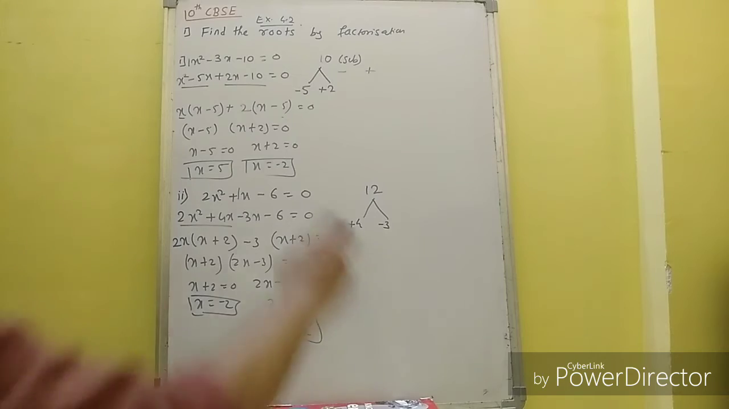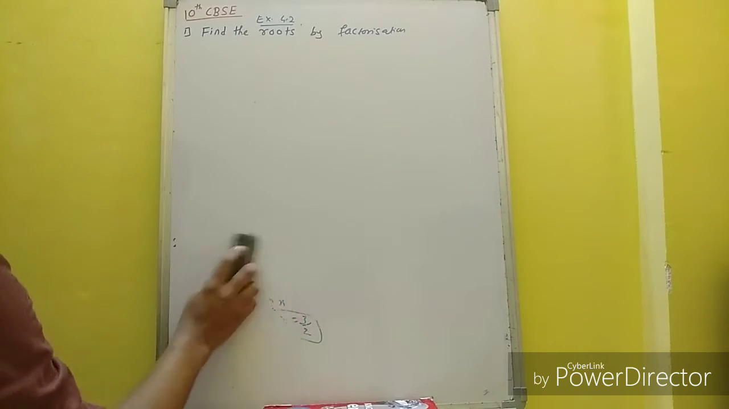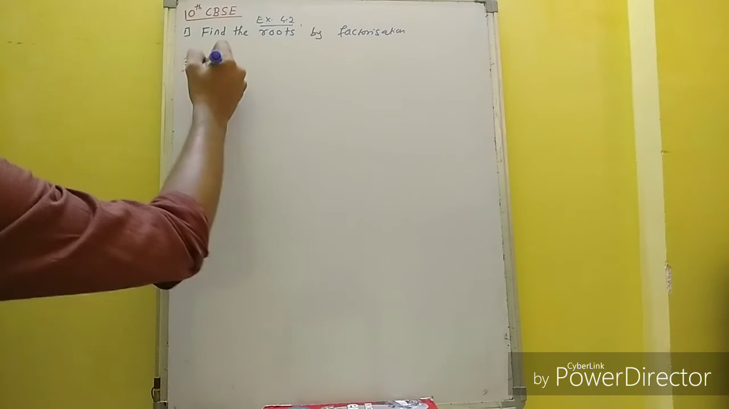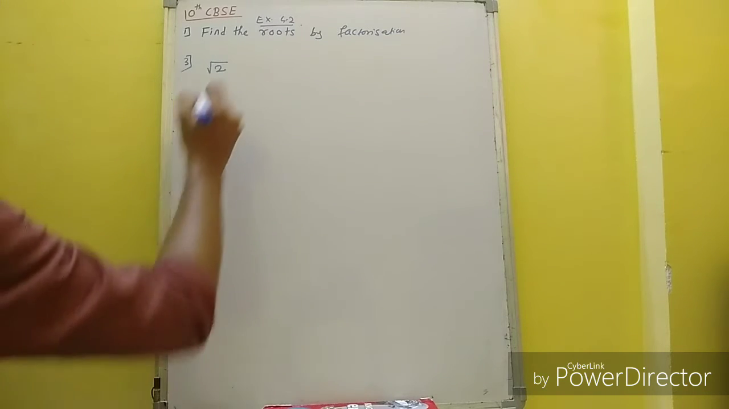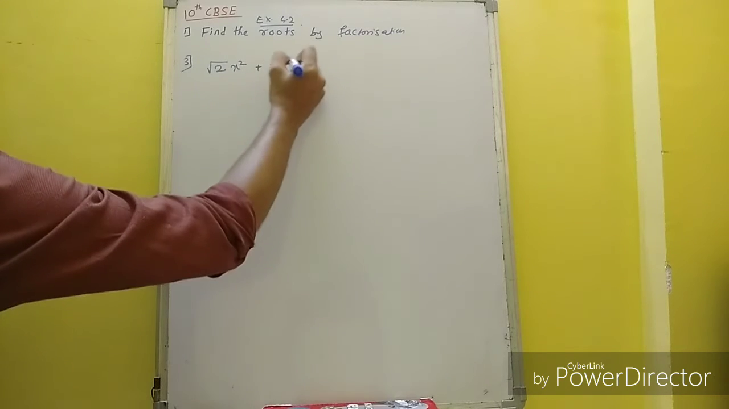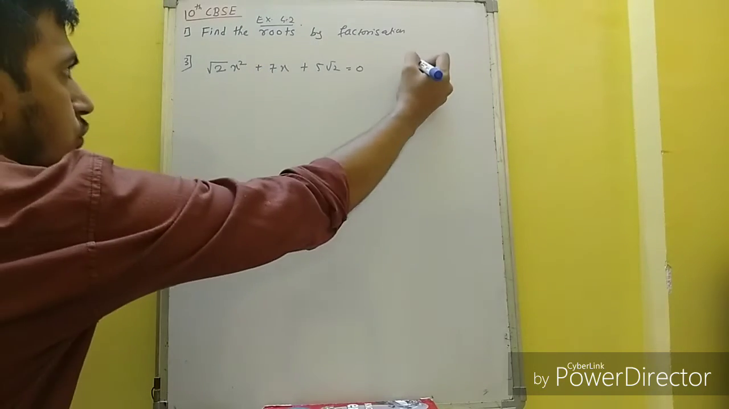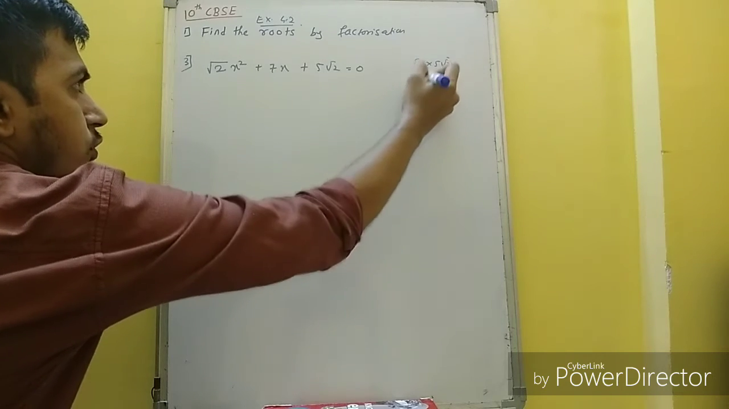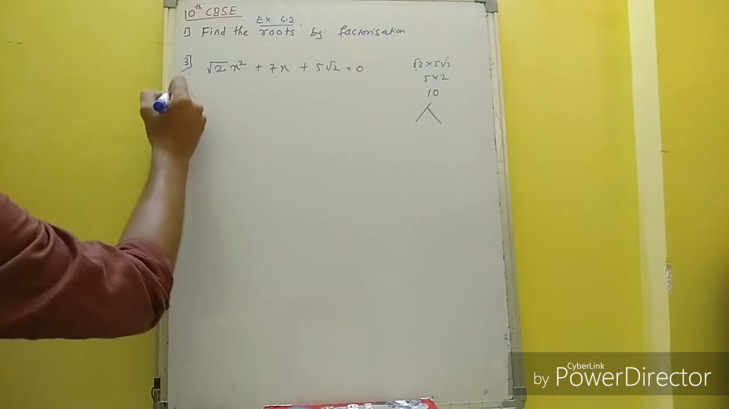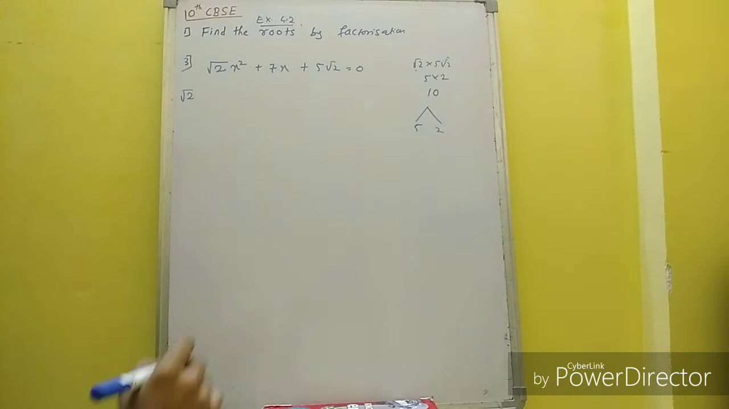Now we will move to the third one. What is the third one? Root 2, very important one, pay attention. Root 2 x square plus 7x plus 5 root 2 is equal to 0. We will multiply the first and the last one. So root 2 into 5 root 2: 5 as it is, root 2 into root 2 is 2, so 5 2s is 10. That means we need to split 10 in such a way that in addition I should get 7. So 5 2s, that is very easy.